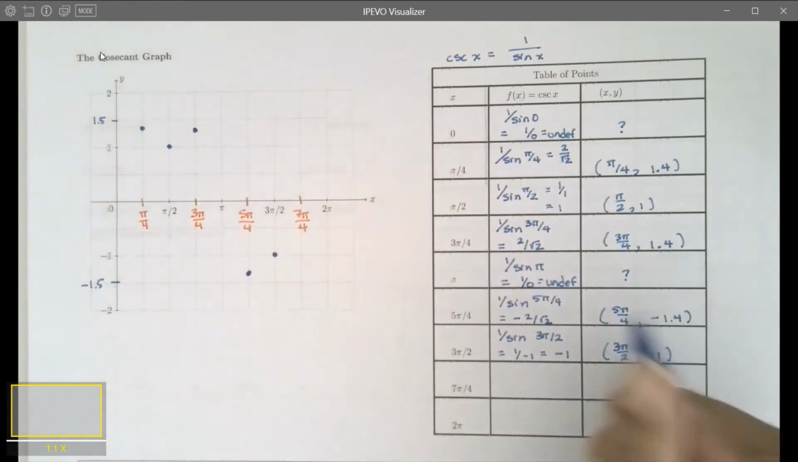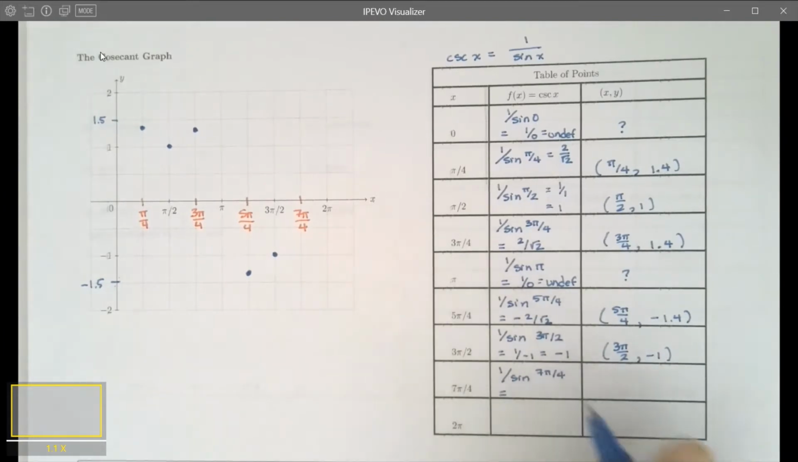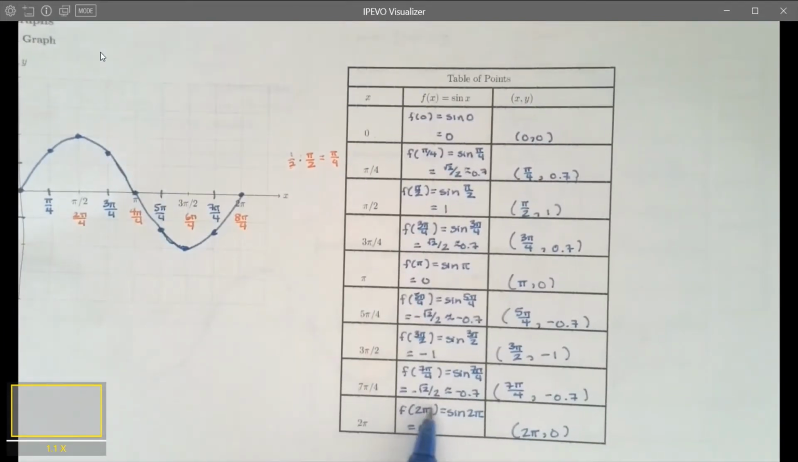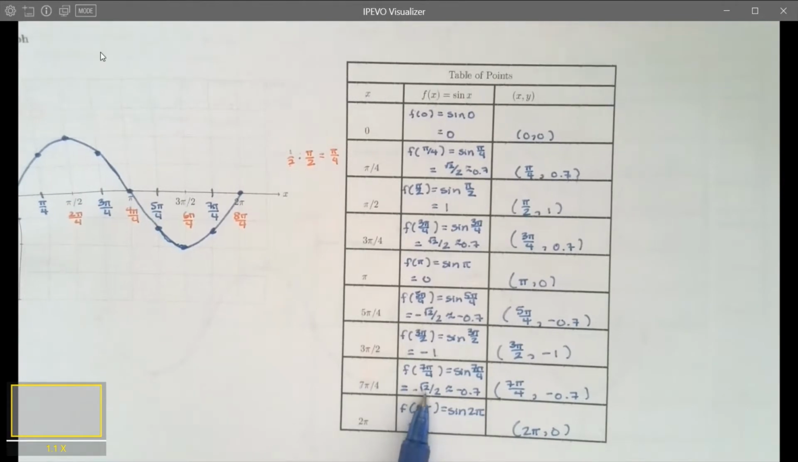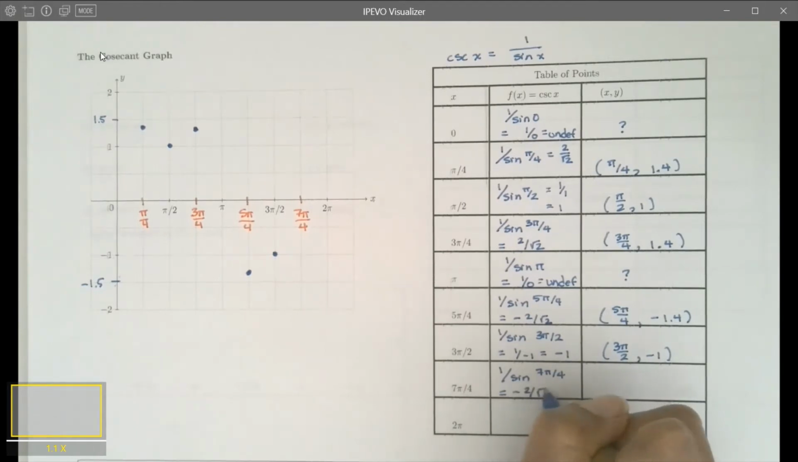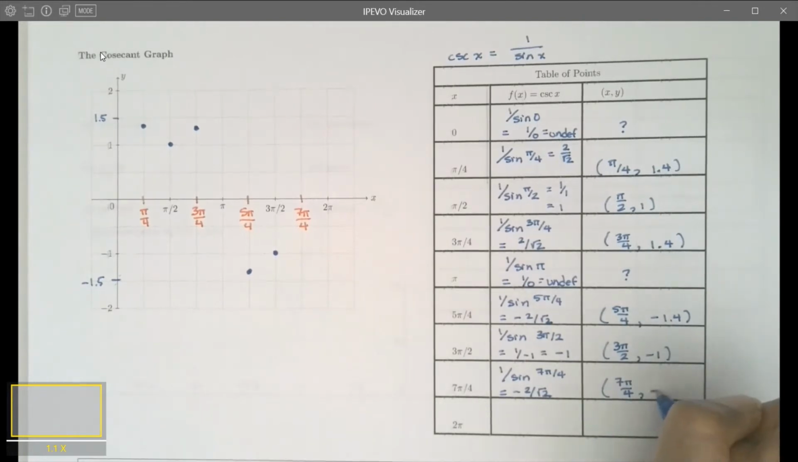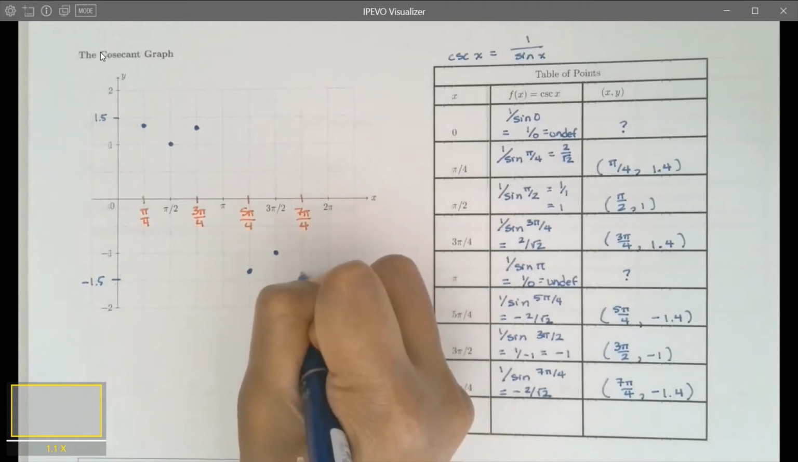And at 7 pi over 4, we're going to take the reciprocal of negative radical 2 over 2. So this is negative 2 over radical 2. That means that we're going to get 7 pi over 4, comma, negative 1.4. So that'll be here.